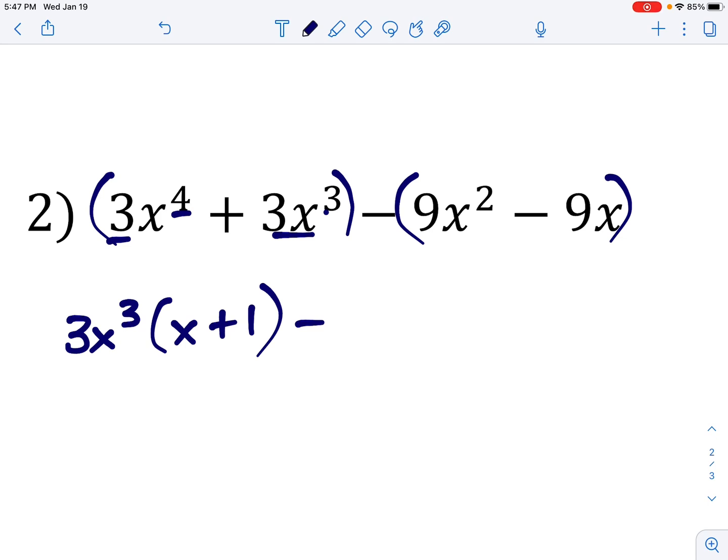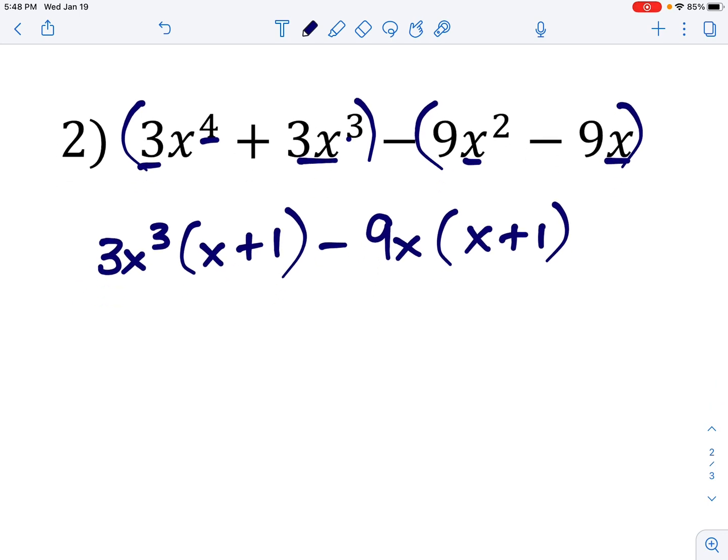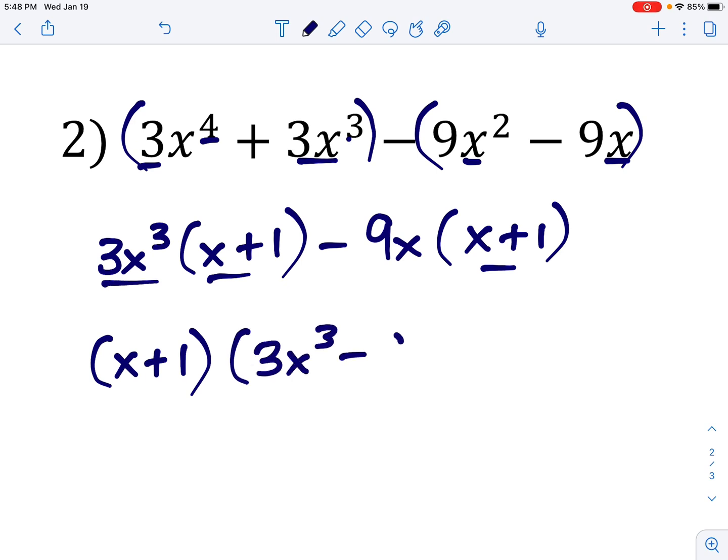This is a subtraction, so it's going to change my sign inside the parentheses. I can take a 9, and also an x out of both of these, so a 9x. Then I'm left with x plus 1, which is where I need to be. I need both of these to be the same. They are, so I can write my first factor, x plus 1. Whatever's left, 3x to the third minus 9x, is what's left.